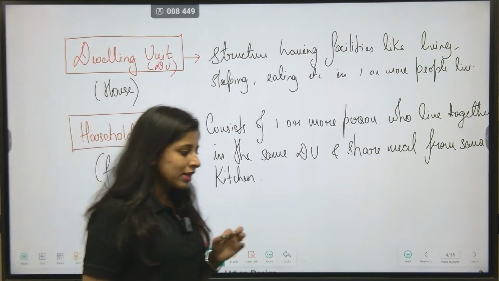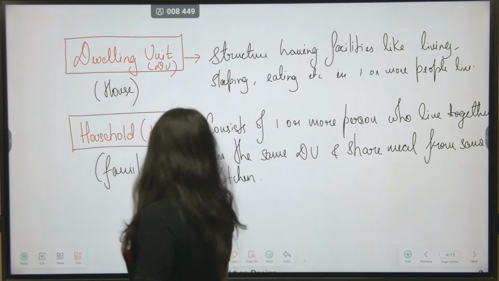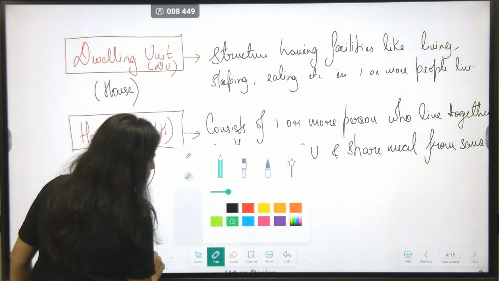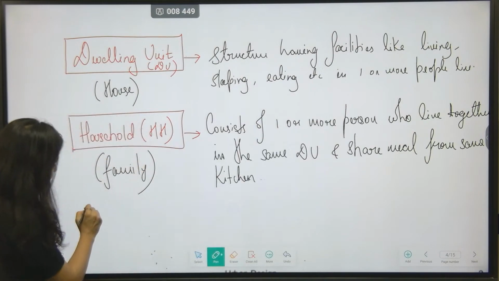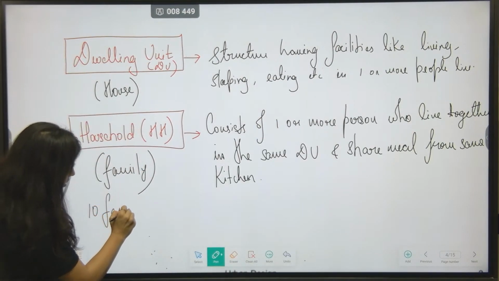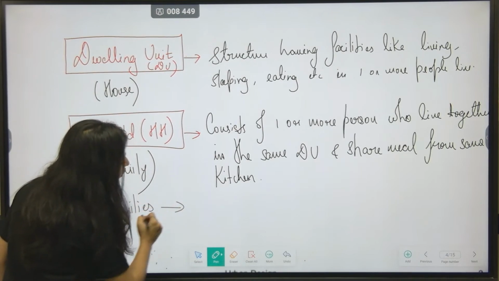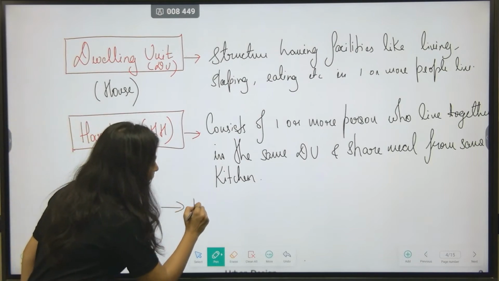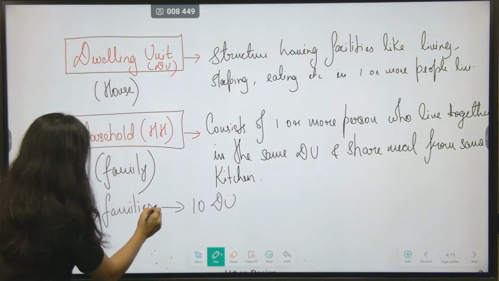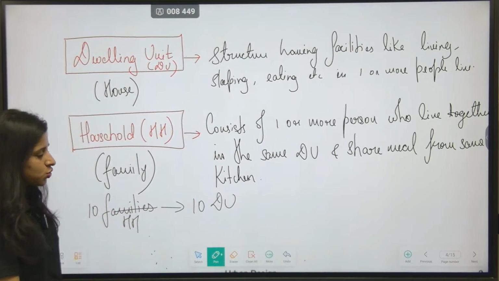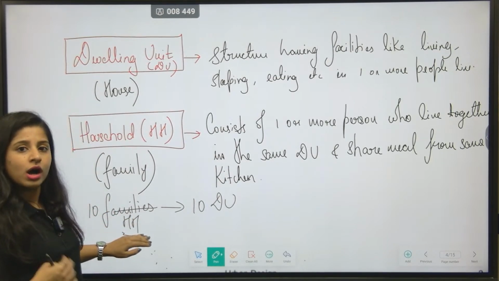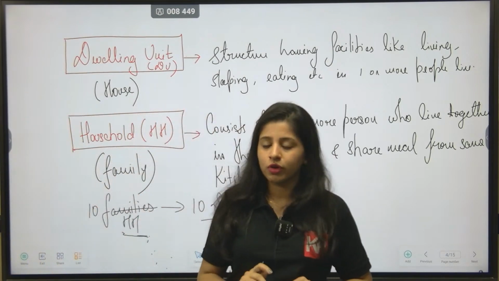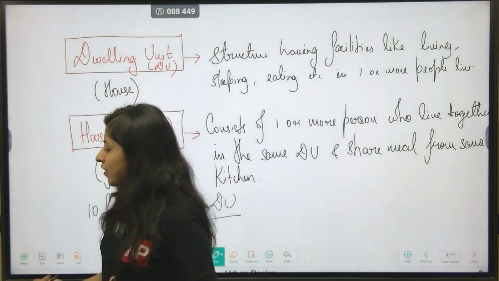Okay? So let's take an example. If you have 10 families, how many dwelling units do you require to house 10 families? You require 10 dwelling units. You have 10 households, and in order to house 10 households, you require 10 dwelling units. So one household equals one dwelling unit. Household is basically like a family.